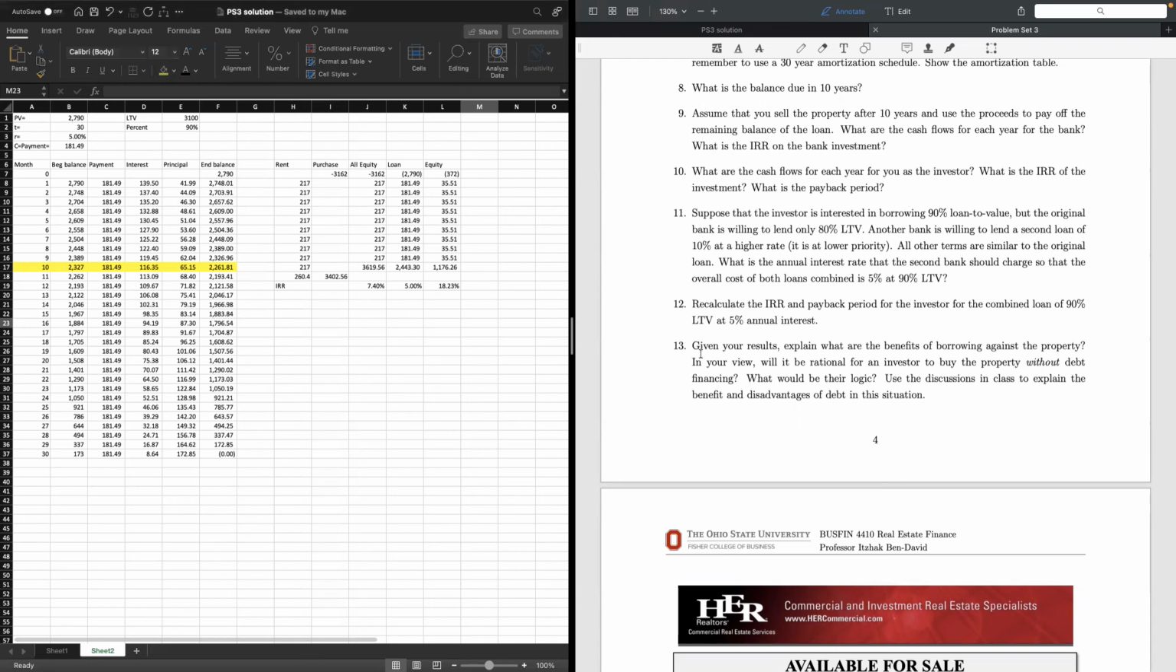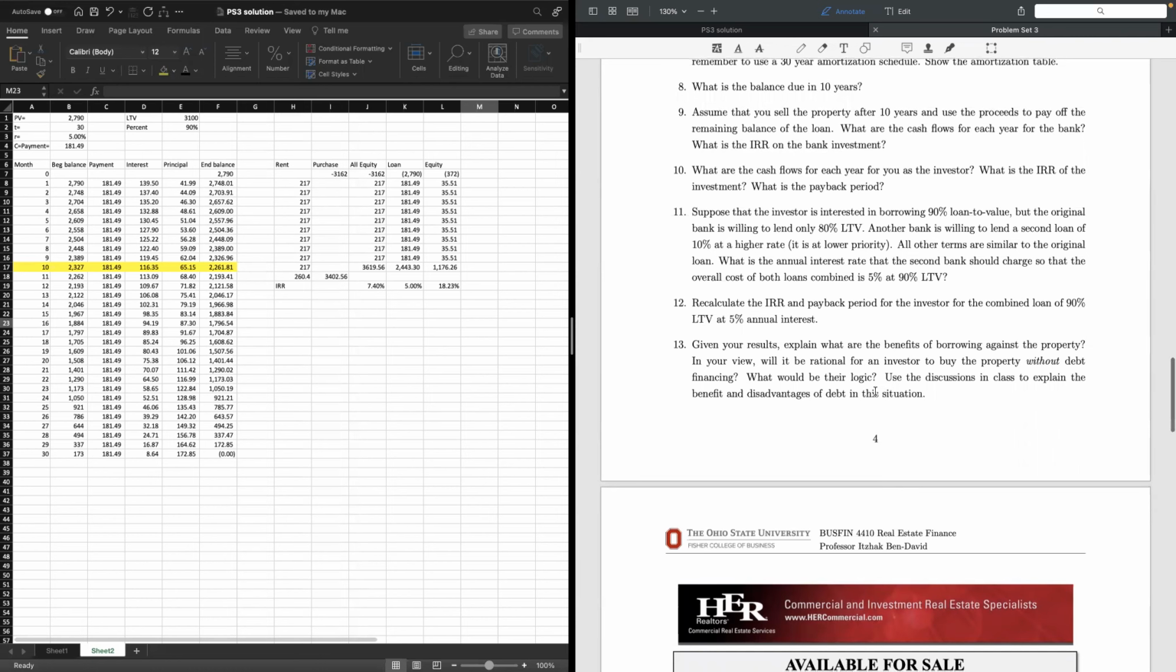So basically problem 13 is asking what are the pros and cons of levering up, and it's about risk and return. Will it be rational for investors to buy the property without debt financing? You can do that. As long as it's a relatively safe place, you will just collect everything yourself. You don't owe the bank anything. So some people might prefer this. But as a result, you will earn lower return because you're investing all the money by yourself. That's all I have.